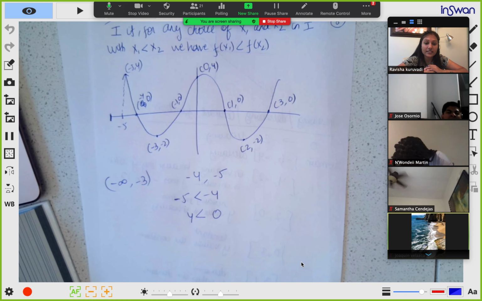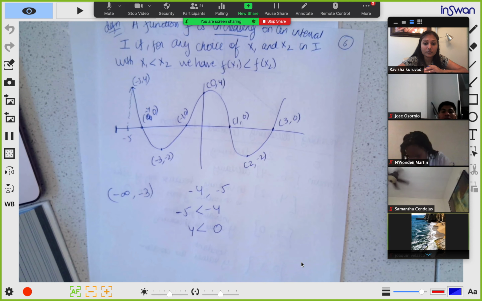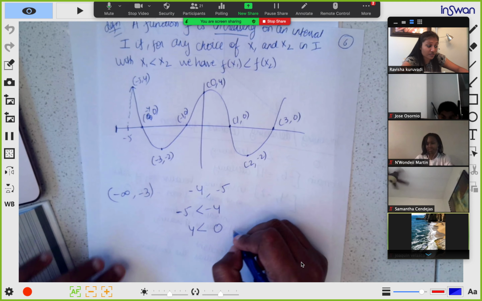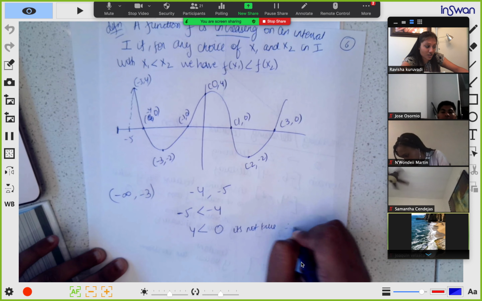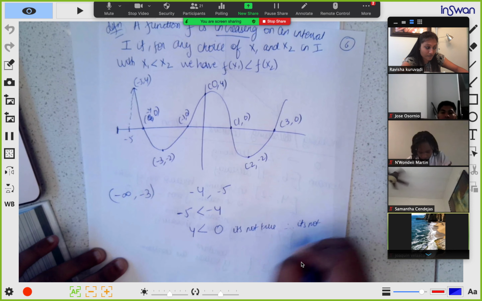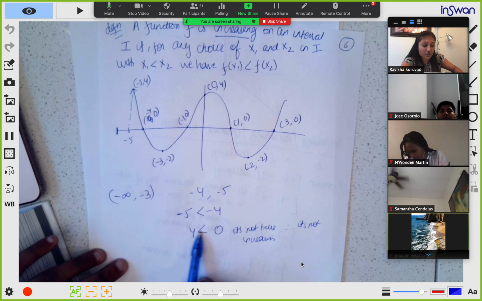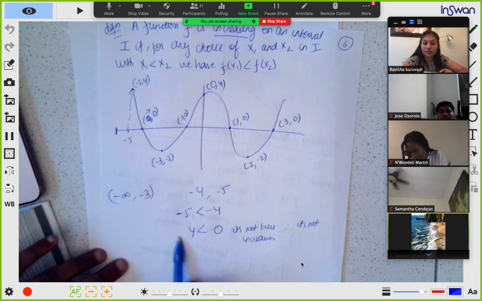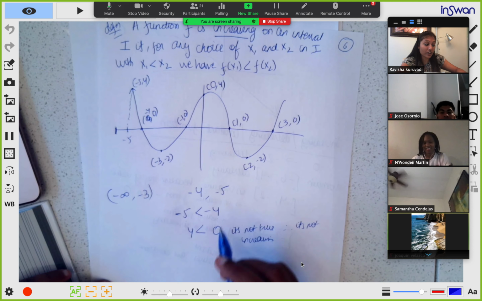Is my 4 less than 0? No, it's not true. That means it's not increasing. For increasing, this will always be true. But you know what happens when you're choosing points like this?